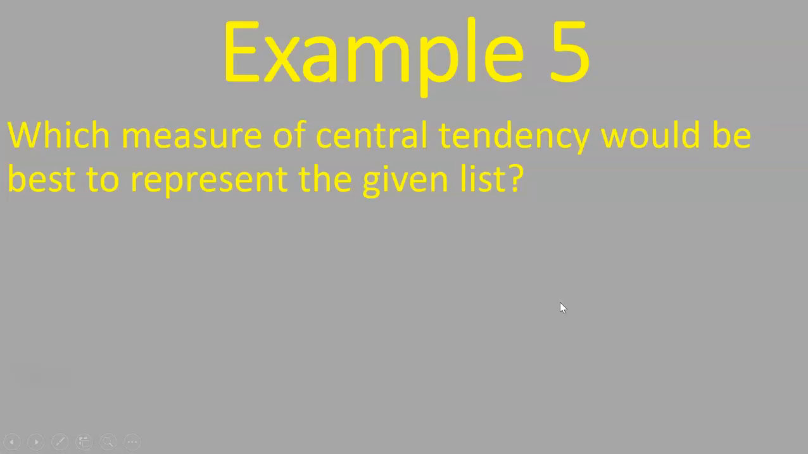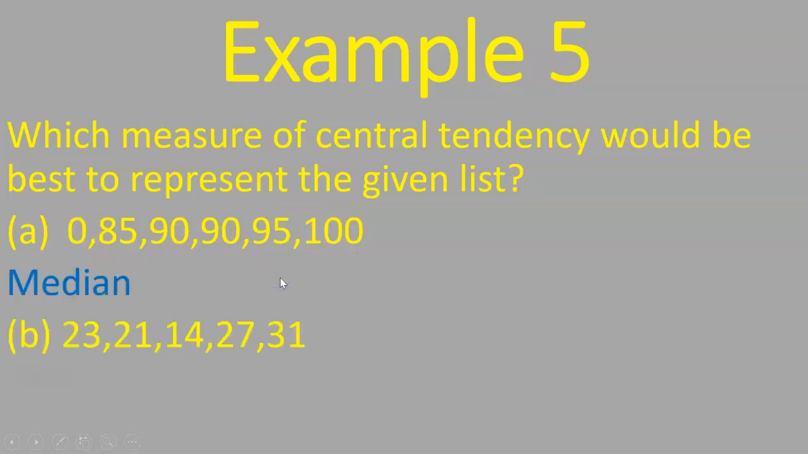Okay, so example 5, which measure of central tendency would be best to represent the given list? Okay, in this example, 0 is a clear outlier. Okay, most of the numbers are fairly close together, but 0 is an outlier, so we're going to use the median. In this example, however, these numbers are reasonably close together, so we're going to use the mean. There's no number that's significantly lower or higher than the rest.